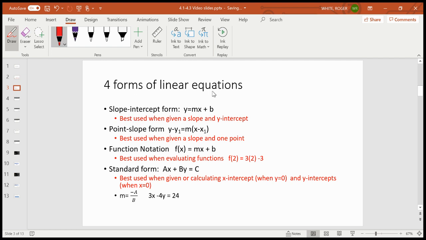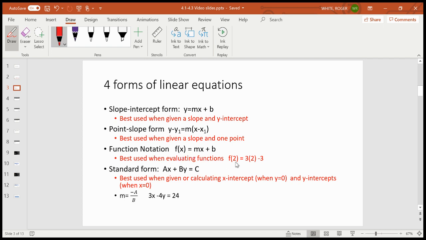There are 4 forms of linear equations. We can talk about slope-intercept form, y equals mx plus b, point-slope form, function notation, which is slope-intercept form just with f of x, and then standard form. Slope-intercept form is best used when we have a slope and y-intercept. It's really easy to graph equations as well. Point-slope form is great when you're trying to find something like a parallel or perpendicular line, which we're going to talk about towards the end of the video.